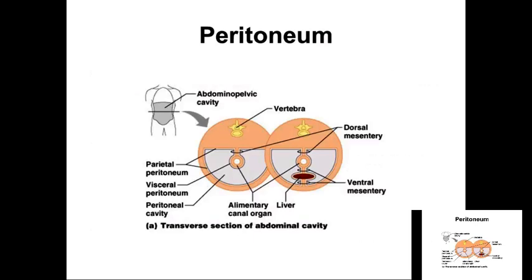If we look here at this illustration, so here is the alimentary canal, and you can see, if this is one of the organs here, then the layer that's contacting that is the visceral layer. That's the visceral peritoneum. On the outside, that's the parietal peritoneum.